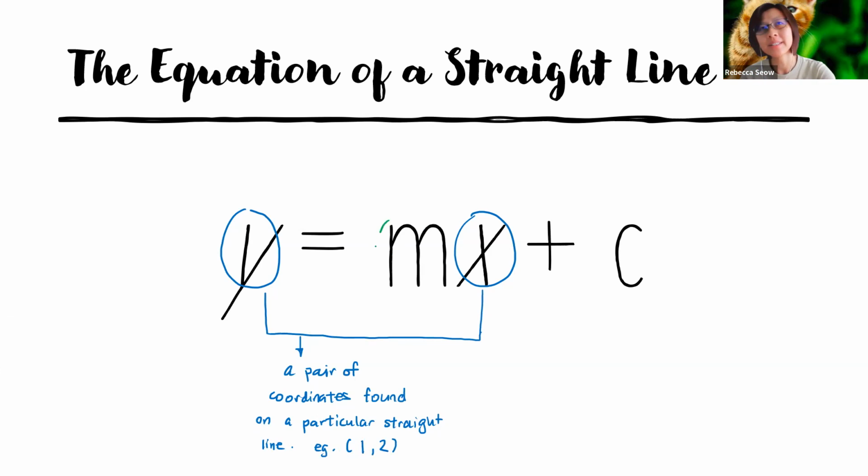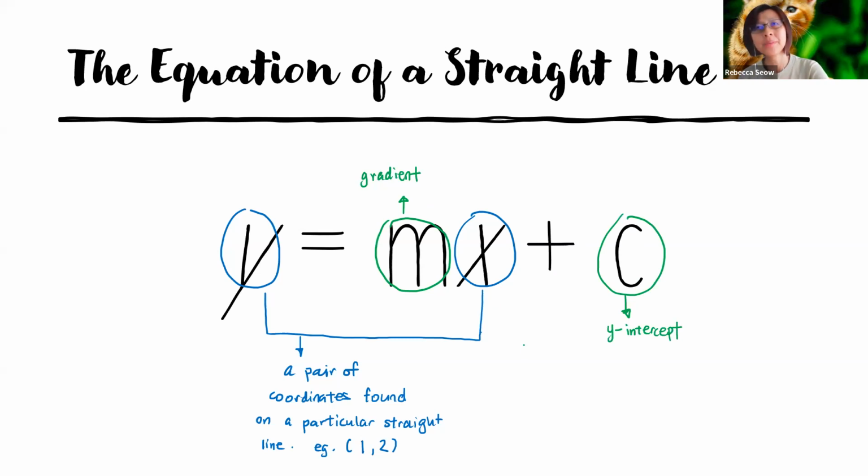So let's take a look at M. M here refers to the gradient of the line. And for C, C refers to the y-intercept of that line. Okay, so I have talked about what gradient is.